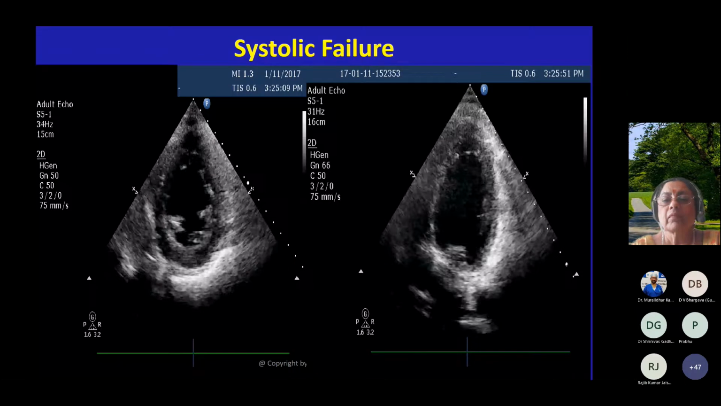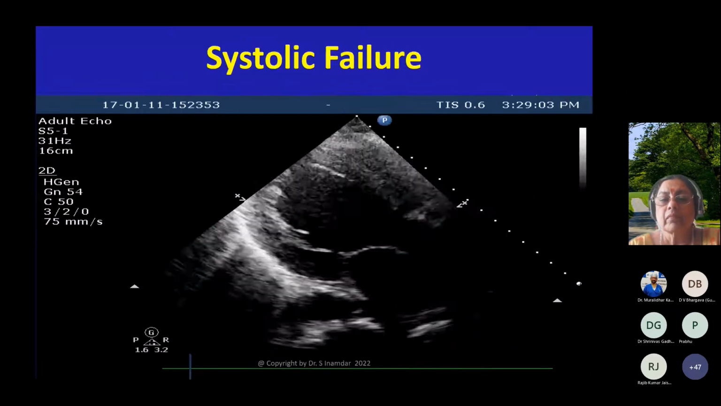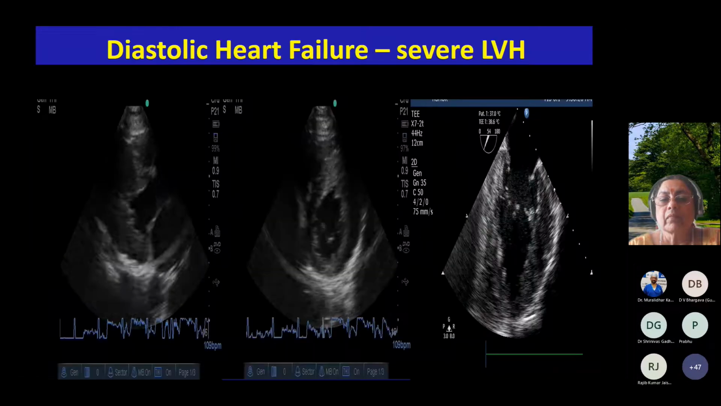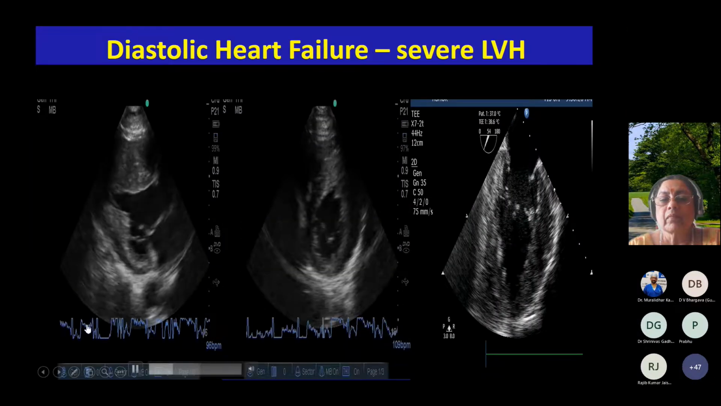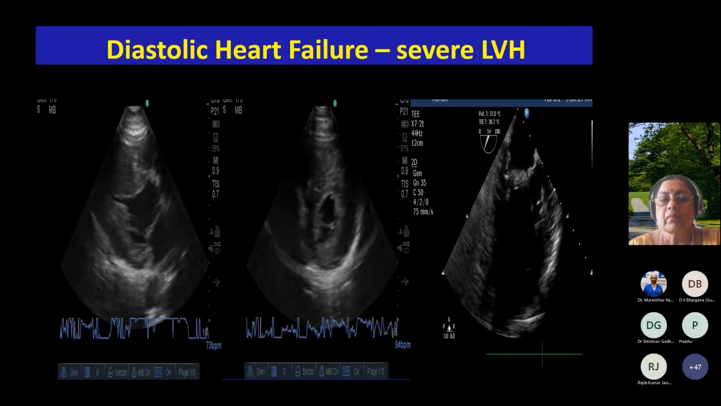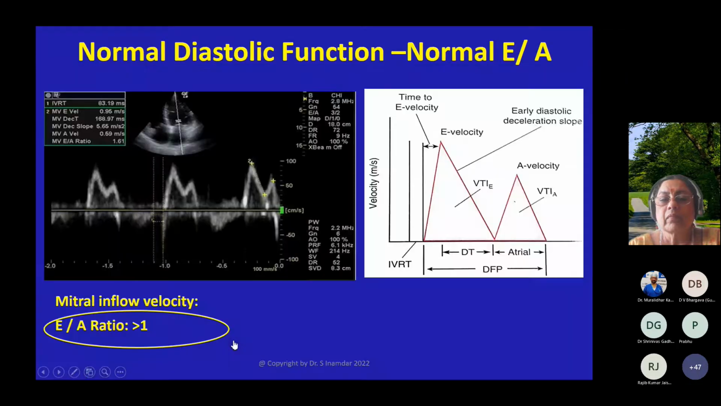Yes. So this is systolic failure. I'll just rapidly run through this. We all know this. This is systolic failure, and this is diastolic failure. Look at the heart, in short axis view and in transesophageal echocardiography.